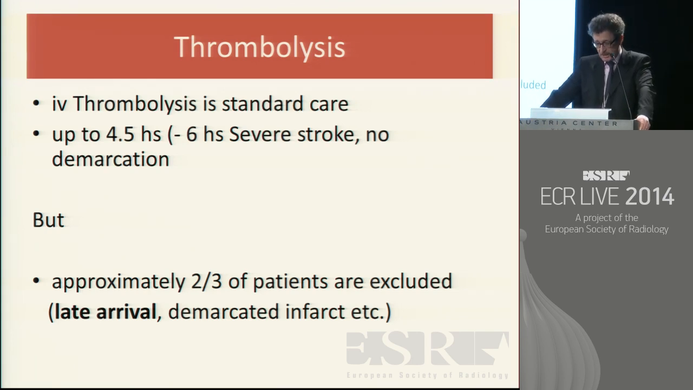The problem is that approximately 2/3 of our patients do not receive thrombolysis or treatment for different reasons. But the main reason is that they arrive late at the hospital, and then they have late signs of stroke, a demarcated infarct, and that excludes them from IV thrombolysis. So it's not because the stroke is not severe enough to be treated. The problem is that we have difficulties bringing patients to the emergency unit in time to undergo intravenous thrombolysis.